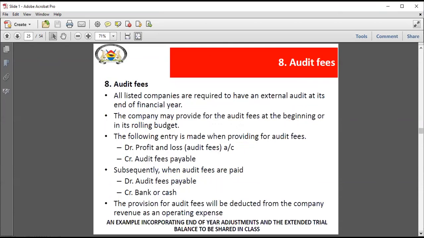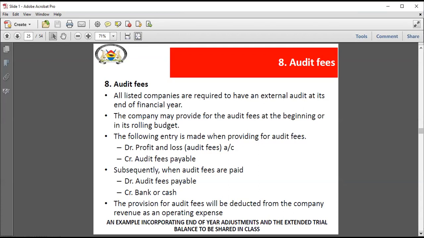Then the other that is a bit similar is, of course, the audit fees. Now, also, this could be common if any organization really does an audit, but it's very common with the listed organizations. So we should also provide for audit fees.